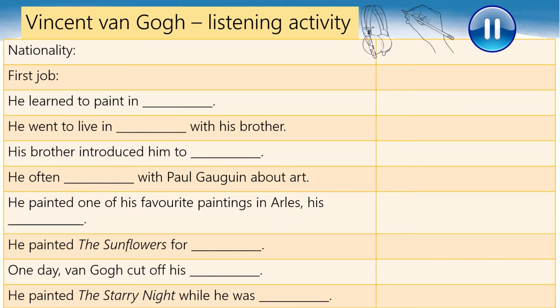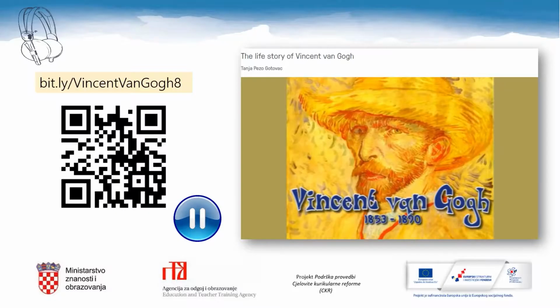It's time to learn some more about another famous artist, Vincent van Gogh. We will learn about him by listening to a text. First, I need you to copy this chart into your notebooks. And then, while listening, you need to fill in the missing information. Please pause the video and copy the chart. If you're ready, please copy this link, bit.ly/VincentVanGogh8, into your browser or scan this QR code and listen to the story about Vincent. Good luck, everyone.